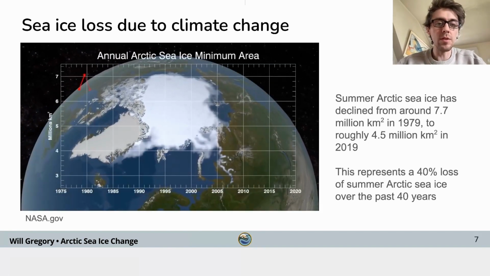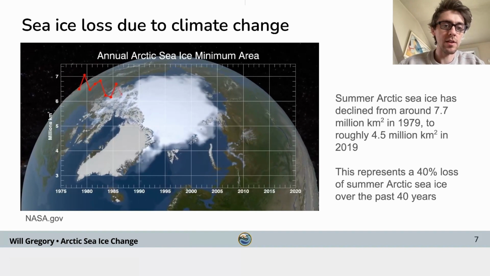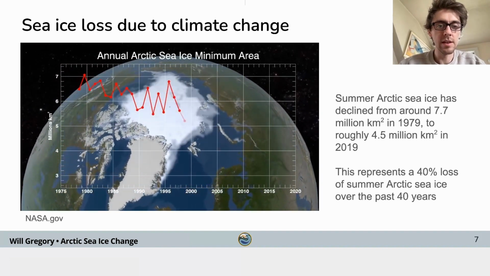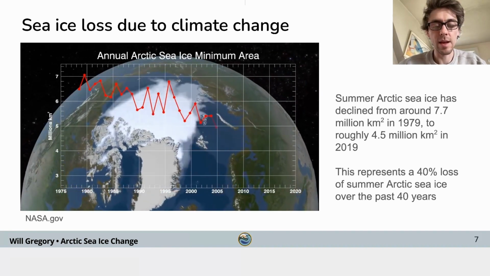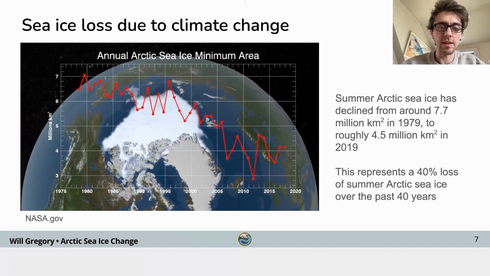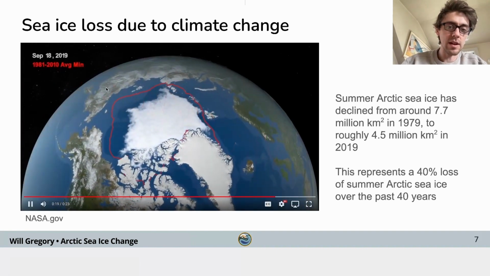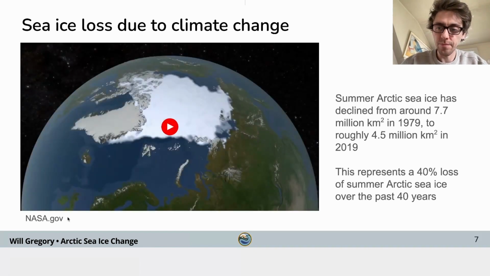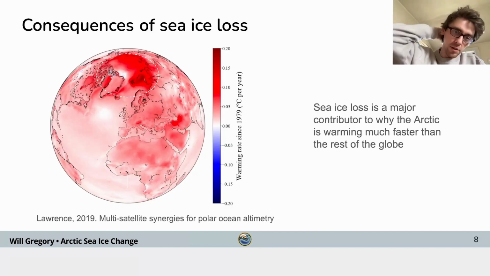And being able to compute things like sea ice extent has allowed us to track the change in sea ice cover that's happened over the last 40 plus years. And we can see that, particularly in summer, there's been a declining trend in sea ice, shown in this video animation here, where we can see, wow, since 1979, we've had a strong downward trend in sea ice due to anthropogenic climate change. We can see in this summary statistic here that the amount of sea ice loss represents roughly 40% of the total summer sea ice that's been lost in the last 40 years. And this has big consequences for the Earth's climate.